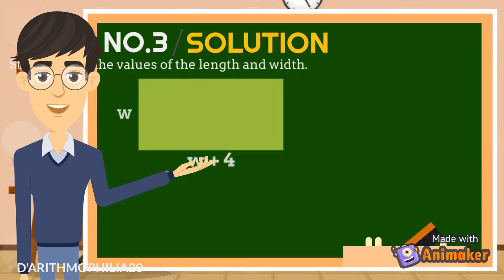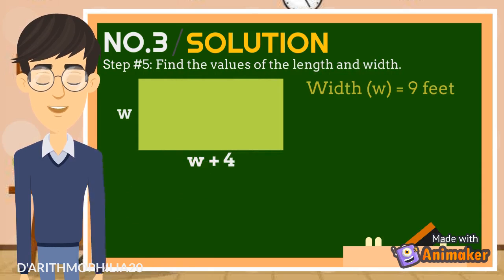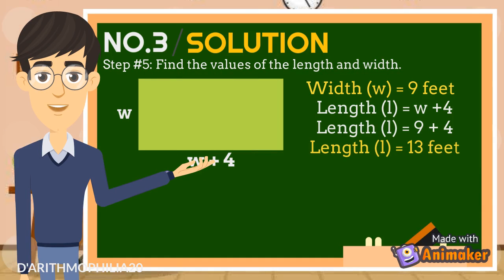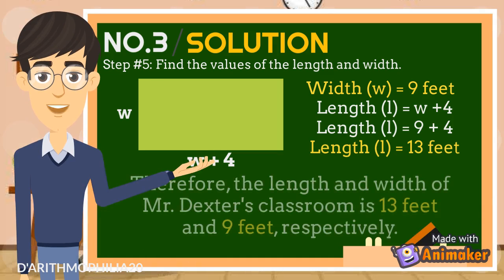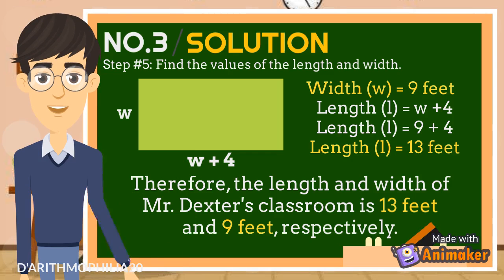For the final step, we will now find the values of the room's length and width. For the width, we have 9 feet. Next, for the length, we will substitute 9 for W. So, we have 9 plus 4, and the length is equal to 13. Therefore, we can now say that the length and width of Mr. Dexter's classroom is 13 feet and 9 feet, respectively. Alright, we have finally solved the problem, brainiacs. Congratulations!